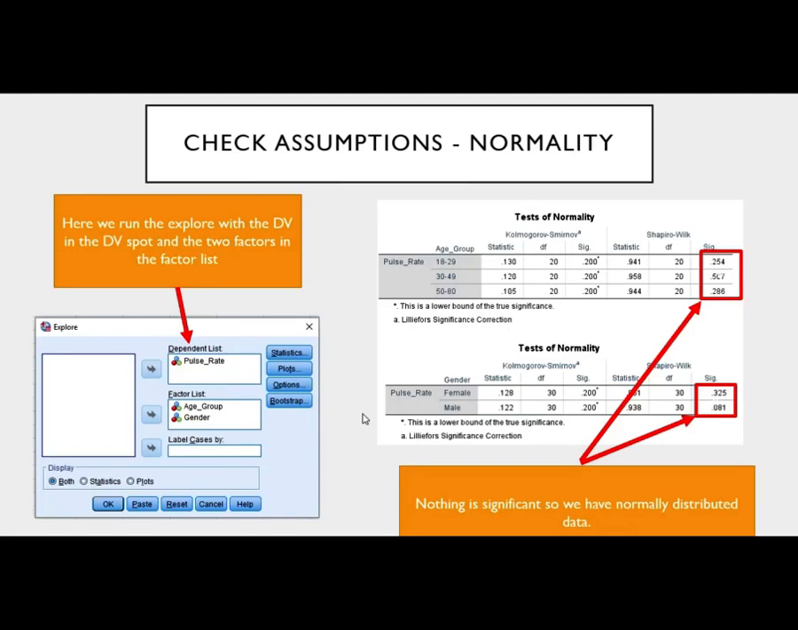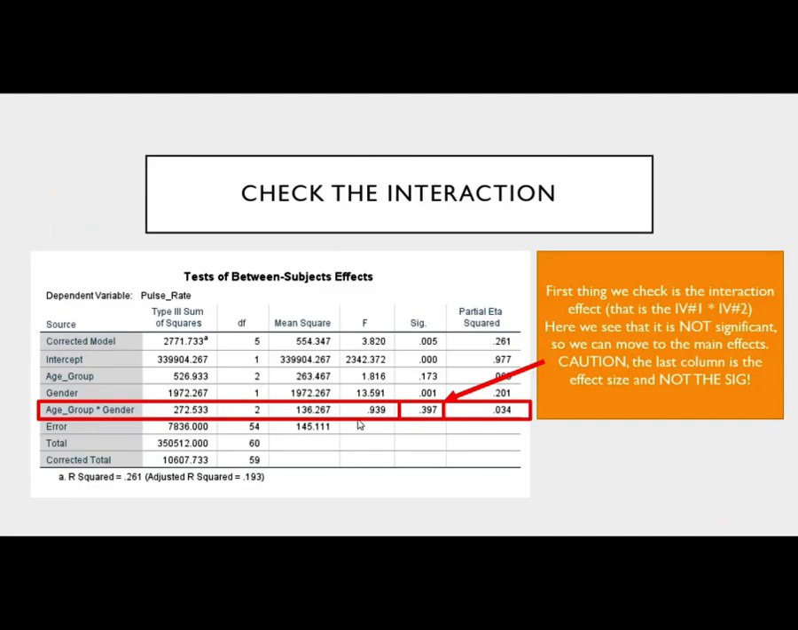Actually, I probably would have checked normality before I started the general linear model routine, but that's not how I did it in the PowerPoint. If it's not normal, then we keep going. In your homework, I want you to do that as well. If the interaction is significant, you can stop there and just say we have a significant interaction.